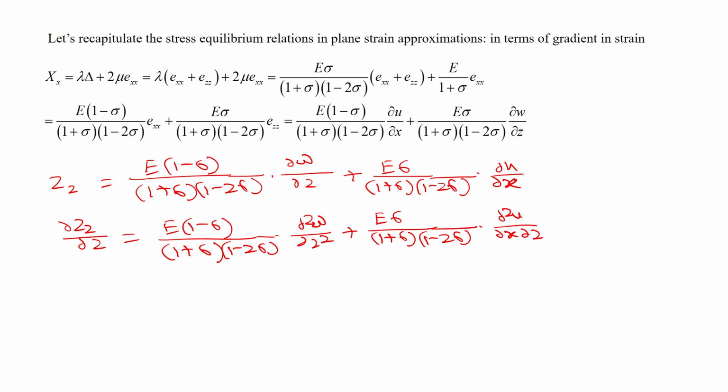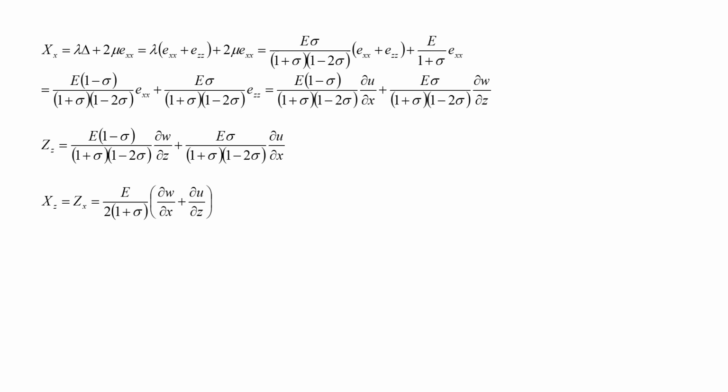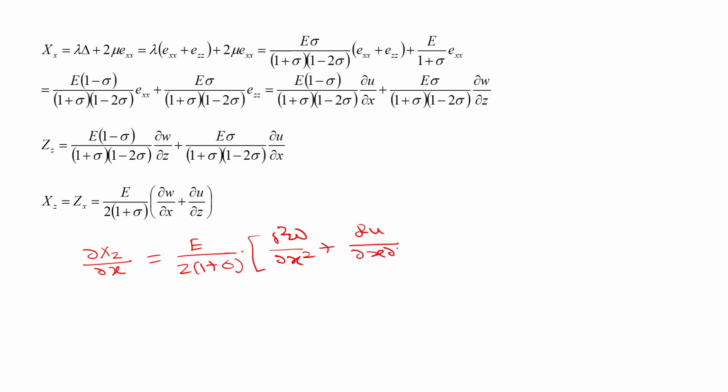And we have to have xz also. So xz, zx, so let us say del xz by del x. That will be E by 2 into 1 plus sigma here. Del xz by del x, let us first calculate. So it will be del square w by del x square plus del square u by del x del z.